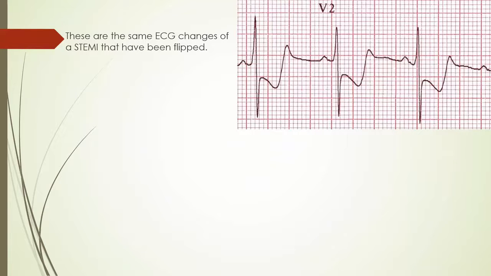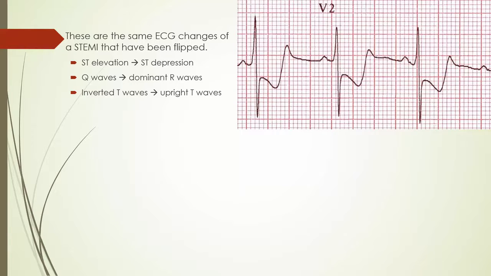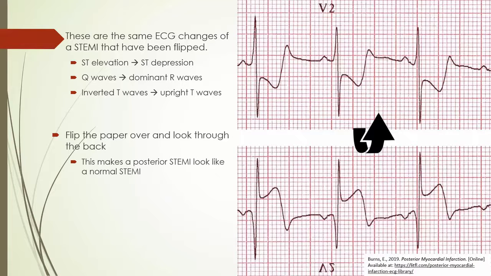And as I was just saying, these are the same changes of a STEMI, they've just been flipped upside down. So ST segment elevation in a normal STEMI is seen as ST segment depression in a posterior infarct. Q waves, which you would see in a normal STEMI, present as upwards deflection, so as R waves in a posterior infarct. And inverted T waves, well, they look like upright T waves in a posterior infarct. And this is why people say that if you flip the paper over, it might be easier to recognize as a STEMI. By flipping it over, it looks more like the usual changes you expect to see.